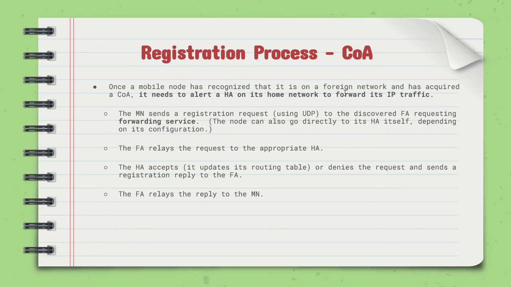Okay, the mobile node sends a registration request using UDP to the discovered foreign agent requesting forwarding service. The node can also go directly to its home agent itself, depending on its configuration. The foreign agent relays the request to the appropriate home agent, then the home agent accepts, it updates its routing table, or denies the request and sends a registration reply to the foreign agent. Then the foreign agent relays the reply to the mobile node.